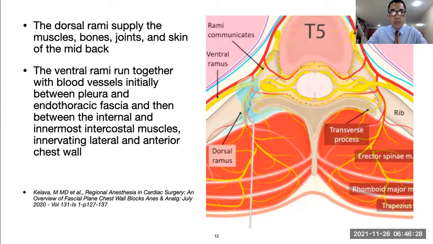And for the erector spinae plane block, the dorsal rami supply the muscle, the bones, the joints, and the skin at the mid-back, and the ventral rami run together with the blood vessel initially between the pleura and the endothoracic fascia, then between the internal and the innermost intercostal muscle, innervating the lateral and anterior chest wall. Depositing the local anesthetic at the transverse process blocks the dorsal ramus and the ventral ramus during erector spinae block.